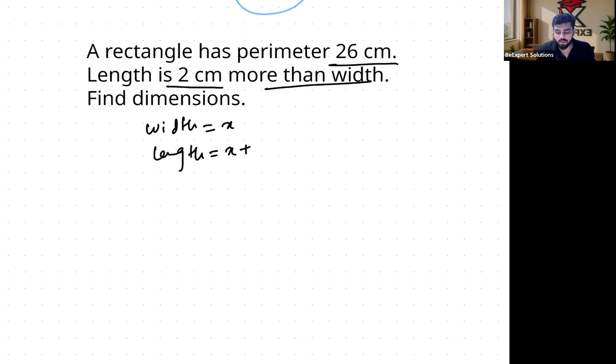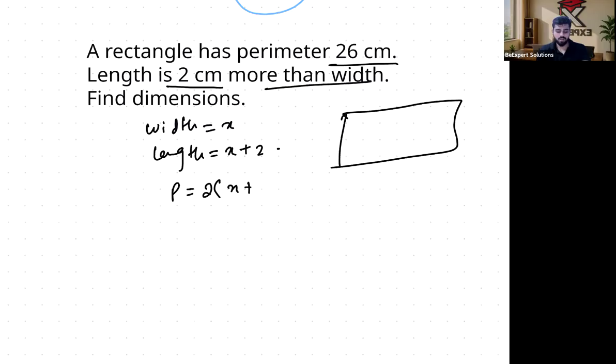Okay, perimeter of a rectangle is 2 times length plus width. In this case, they have already given you the perimeter. Length is x plus 2 and width is x. So that is 2 times x plus x plus 2, which is 2 times 2x plus 2, basically nothing but 4x plus 4, right? And perimeter is 26 given to you already. So 26 equals 4x plus 4.